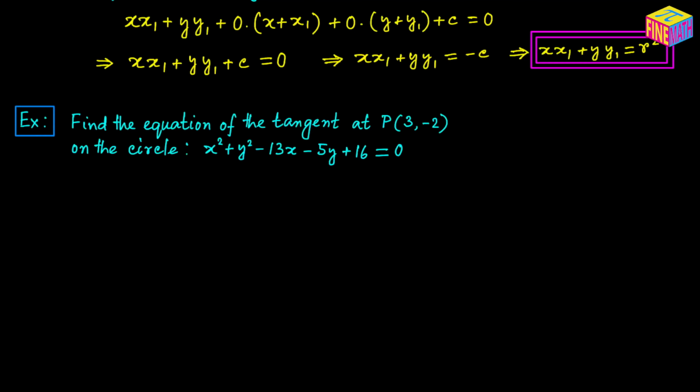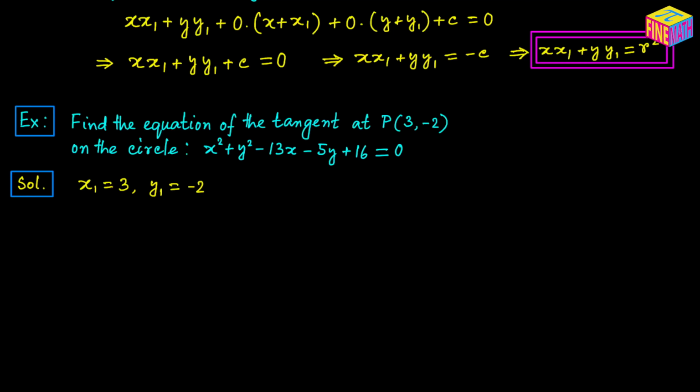Let's suppose we have an example like this that says: find the equation of the tangent at point P, coordinates 3, negative 2, on the circle x squared plus y squared minus 13x minus 5y plus 16 equals 0. Now let's get started with the solution. We have been provided with the values of x sub 1 and y sub 1. X sub 1 is actually the x coordinate of point P, which is equal to 3, and y sub 1 is the y coordinate of point P, and that has been provided as negative 2.